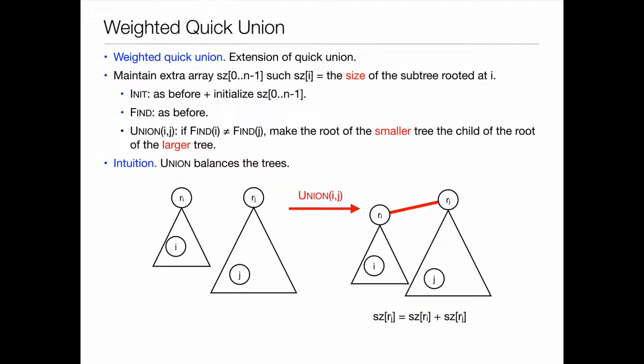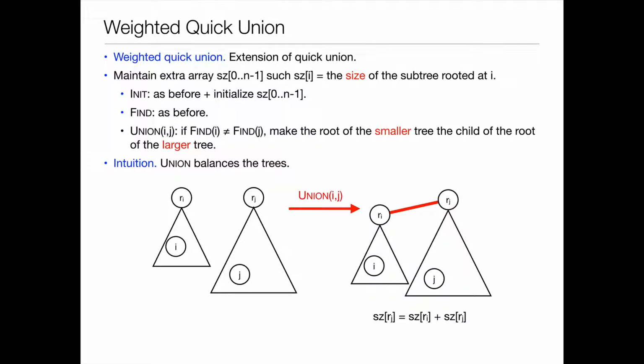The weighted quick union data structure is a simple extension of the quick union data structure. We now maintain an additional array of length n that stores the size of the subtree rooted at node i. So we implement the operations as follows. The init is the same as before, except that we now also initialize this size array. The find operation is exactly the same as before. The interesting change is now the union operation.